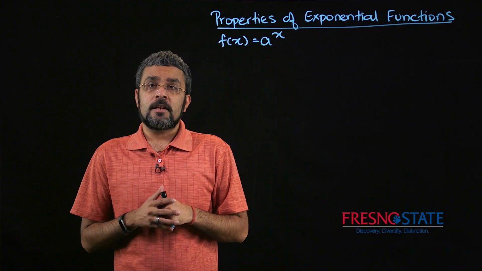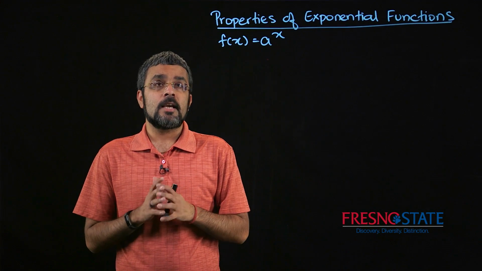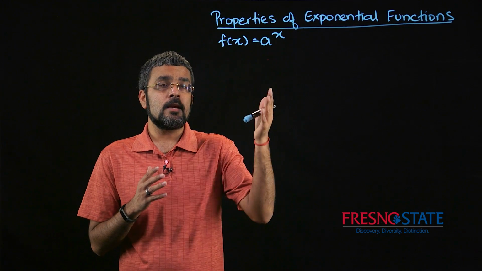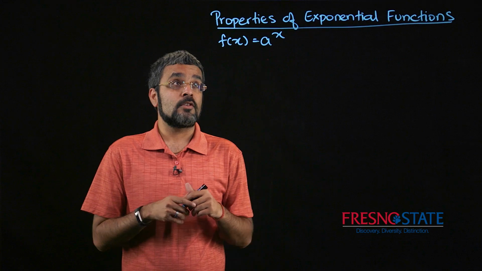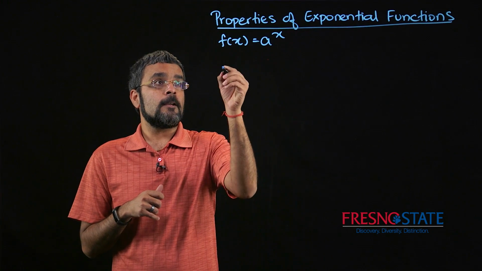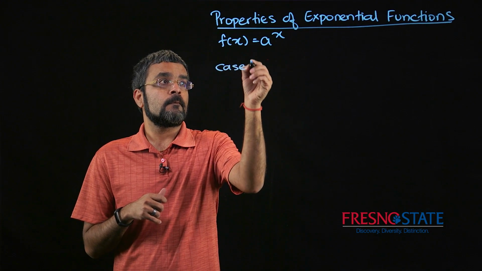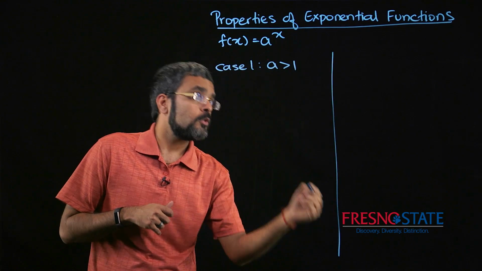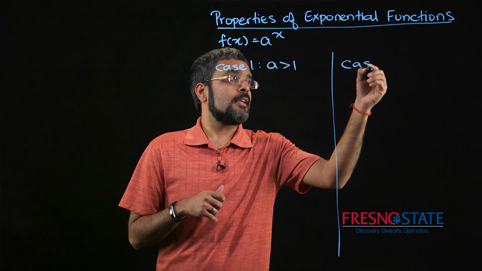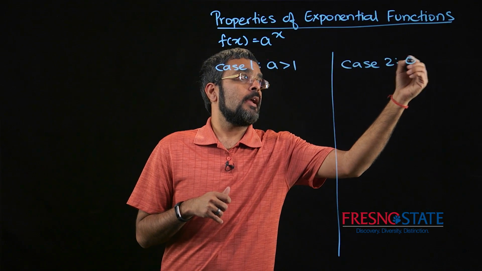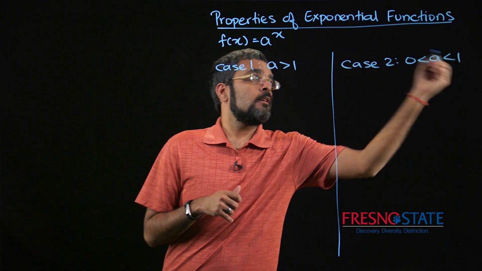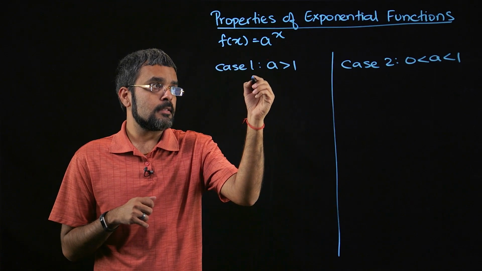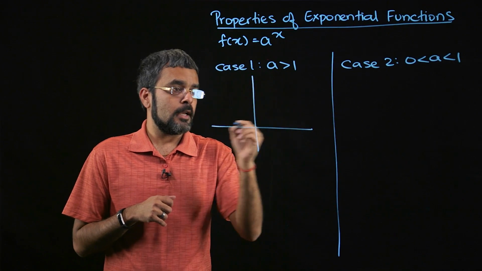Let's look at the properties of exponential functions. So we have f(x) equals a to the x. Now we graphed a to the x and we found out that based on the value of a, it's either an increasing function or a decreasing function. So let's look at case 1 here, when a is greater than 1, and then let's do a comparison with the second case where a is between 0 and 1. As we had seen earlier, in this case, the graph sort of looks like that.